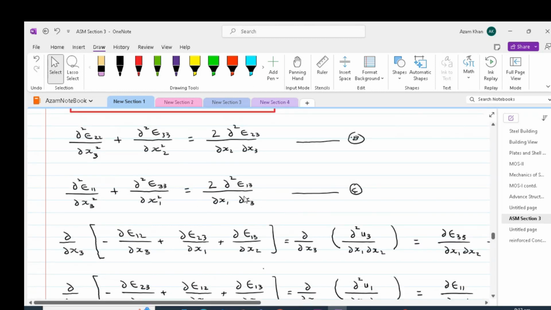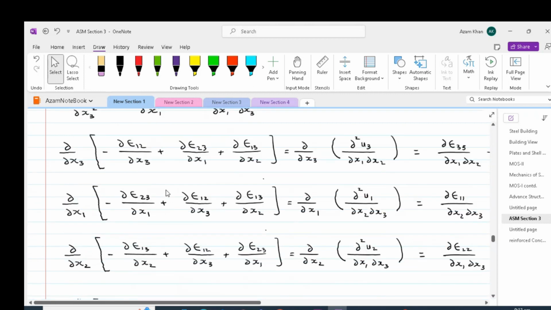We can use the same argument in case of equation C when we are applying it on plane stress problems. We have epsilon 1 not changing with x3, so therefore the first term is 0. The second term is enforced, i.e. the second term is forcefully made 0, and we will get the right hand side equal to 0. So again, it is enforced.